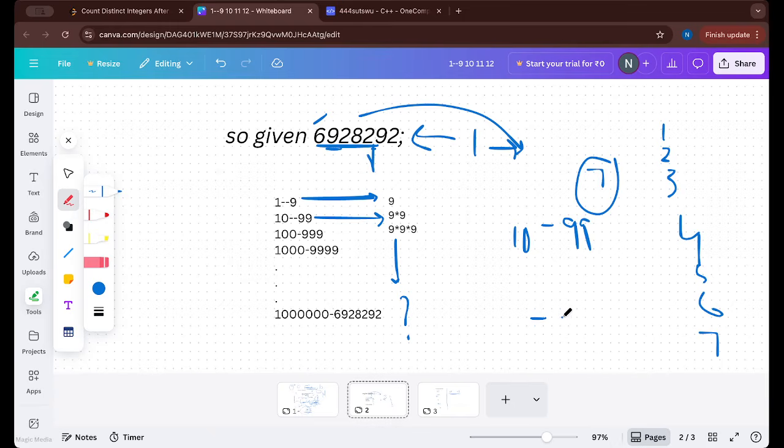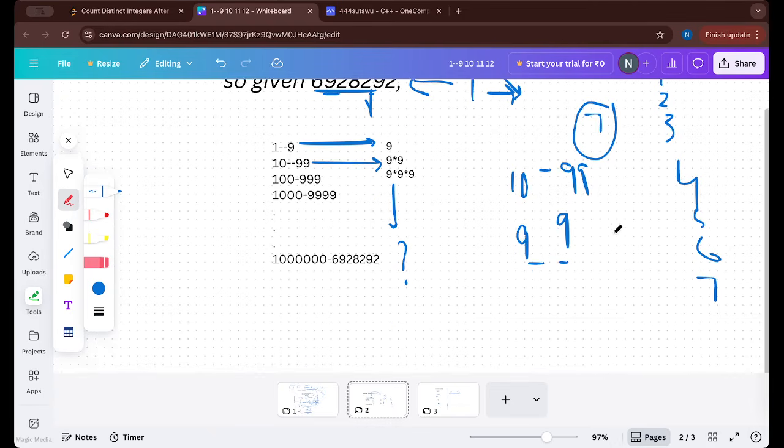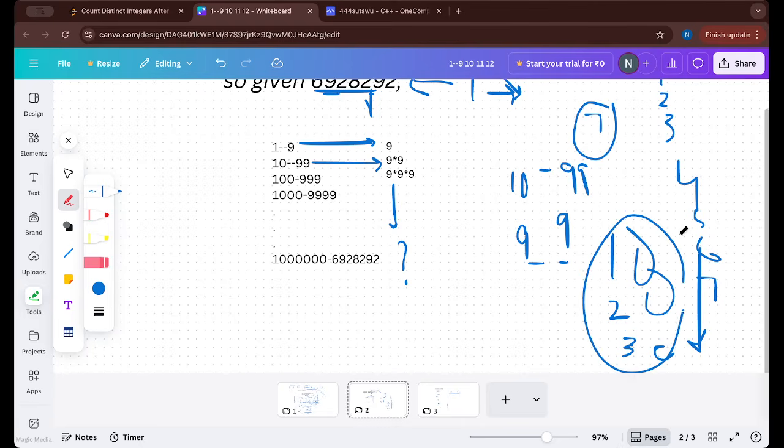Earlier we discussed that the answer is 90, because there will be some numbers with 0, like 10, 20, 30, and so on. So this should be excluded, right? So simply we can count only numbers without 0, simply 90. And for 3 digit it is 9 cube, for 4 it is 9 power 4, and so on.